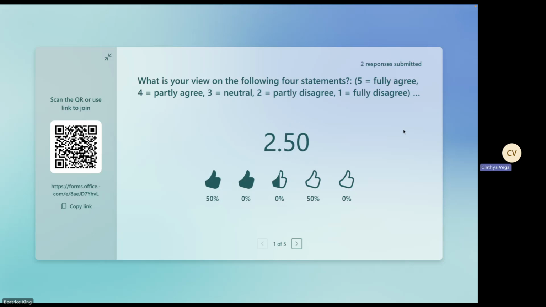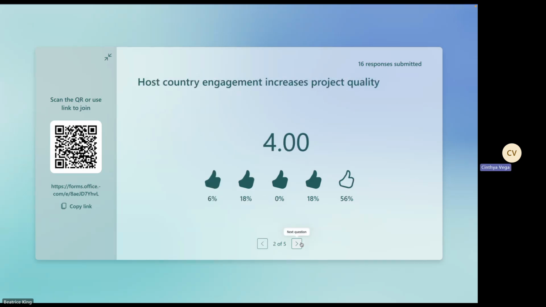So we have 2 responses needed. Maybe we give it a few more seconds to wait for more answers. This first question reads, what is your view on the following 4 statements? And we have 4 statements. Can we move to the next question, please, Beatrice? Great. So what is your view on host country engagement increases alignment with national targets? Do you fully agree, partially agree, neutral, or fully disagree?